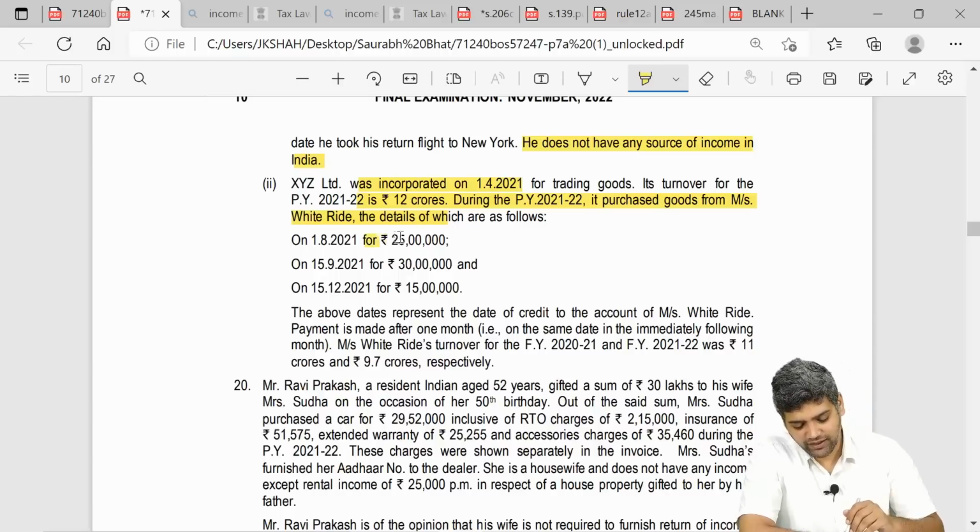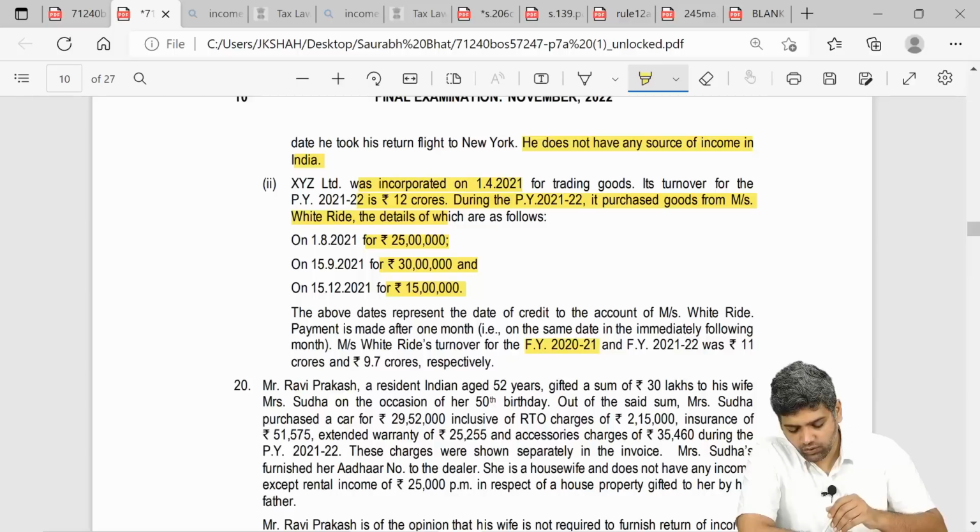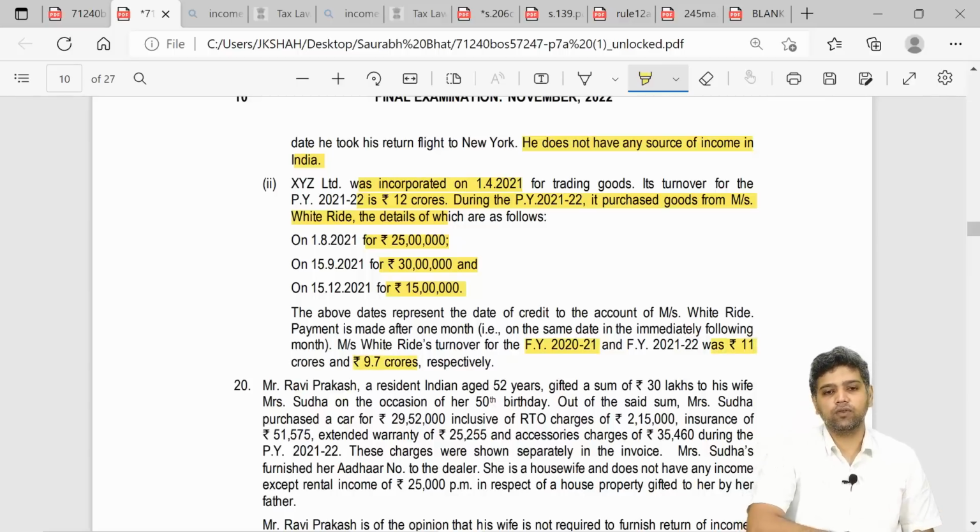Now they have given us the details of purchases. The above dates represent the date of credit to the account of Messrs. White Ride. Payment is made after 1 month, that is on the same date in the immediately following month. Messrs. White Ride's turnover for the preceding year was 11 crores and during the current year is 9.7 crores. Again, not very difficult to understand.